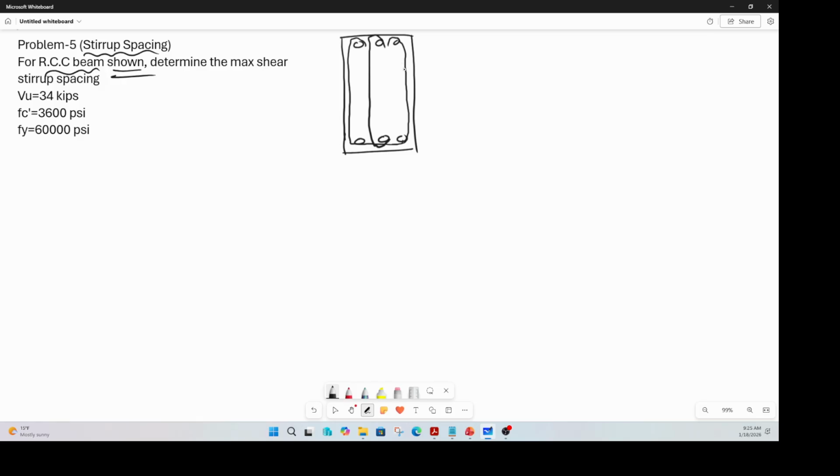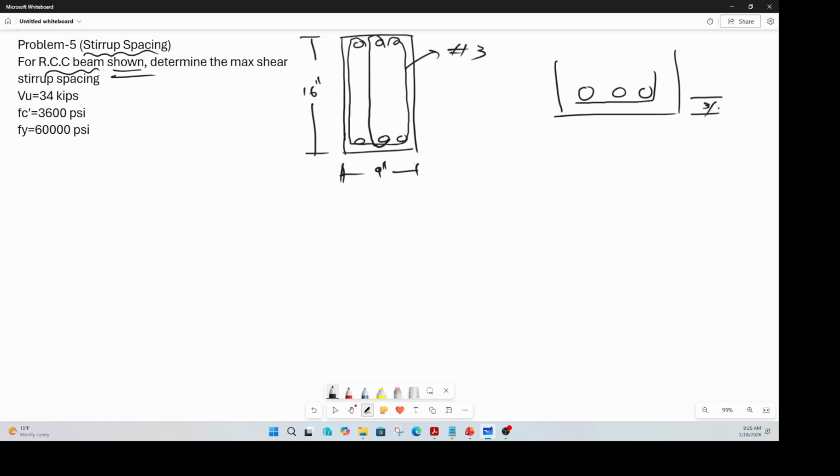Okay, so the ties are number 3. The breadth of the beam is 9 inches. This one here is 16 inches, correct? Clear spacing is 3/4, so if you take that, reinforcement, stirrup, right? Clear spacing is 3/4 inch, right?